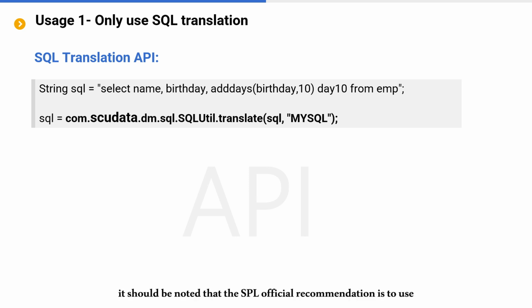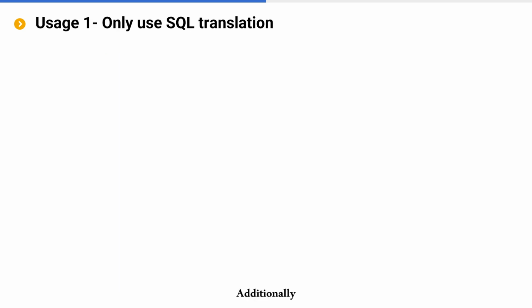However, it should be noted that the SPL official recommendation is to use the JDBC interface instead of the API directly. Yet, writing a few lines of code to connect to JDBC solely for a string conversion can be cumbersome. So we opted to use the API directly. Additionally, we aim to make SQL migration as transparent as possible. Aside from the initial rewrite, there should be no need to modify or recompile the code when changing databases in the future. Just maintain the configuration file.